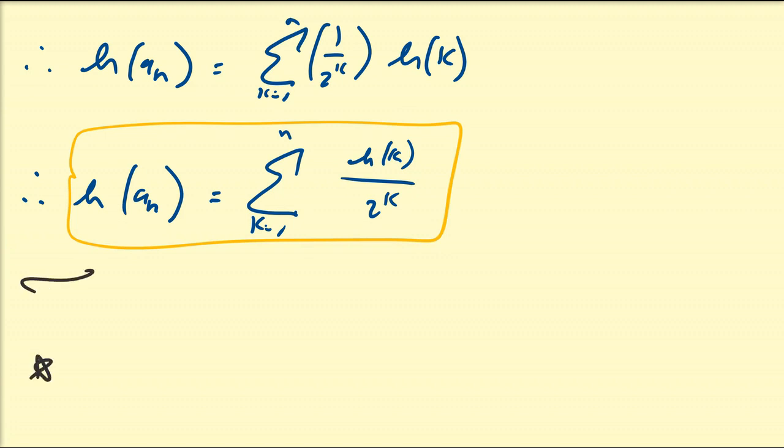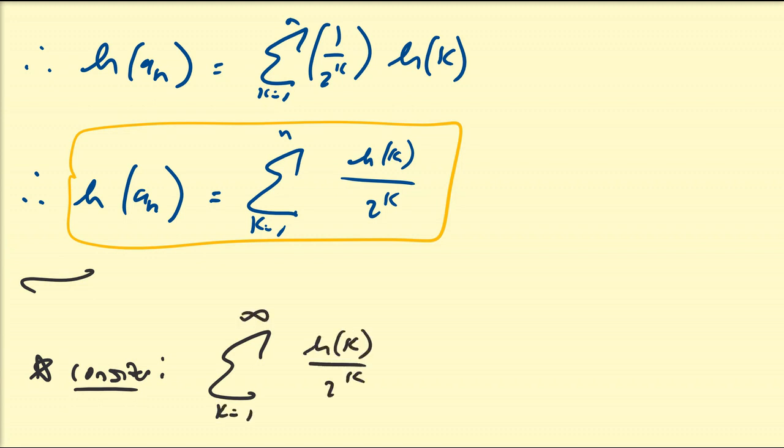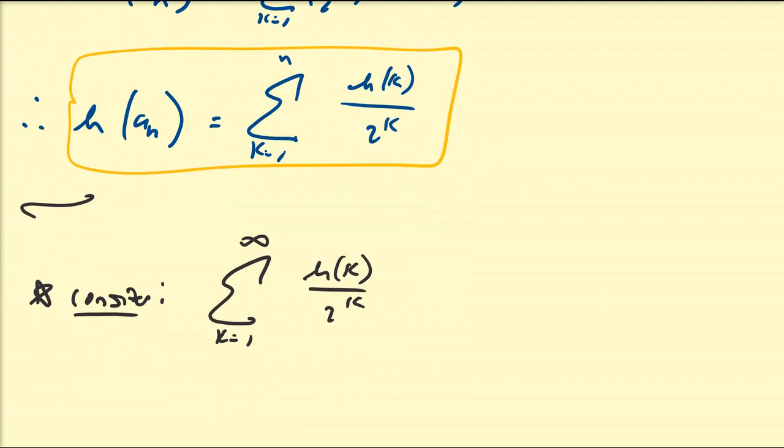So what we're going to do is consider the infinite series, the sum from k equals 1 to infinity of the natural log of k divided by 2^k. So what do we know about this series? This series can be proven to be convergent. So this converges, and one easy way is to look at, say, the ratio test.